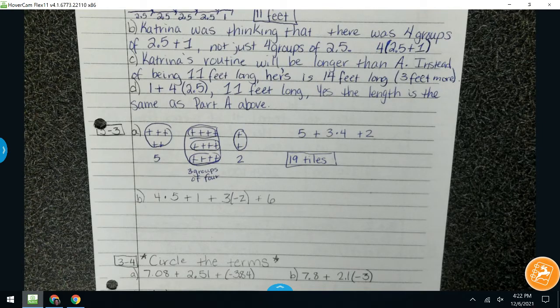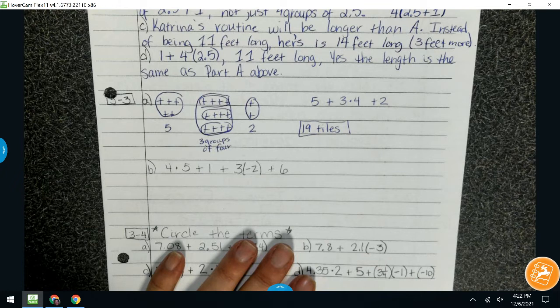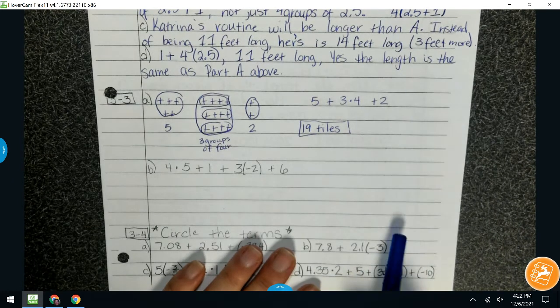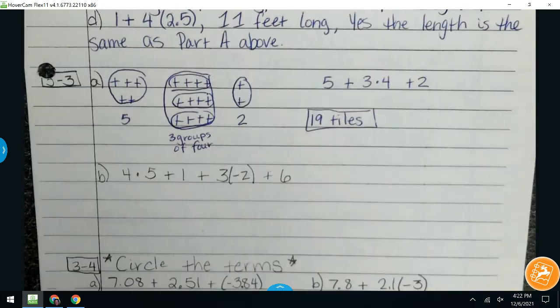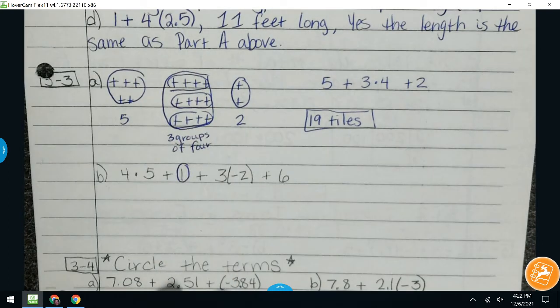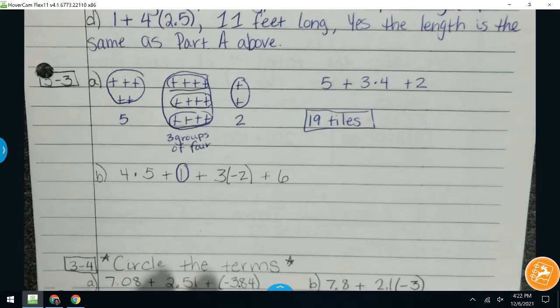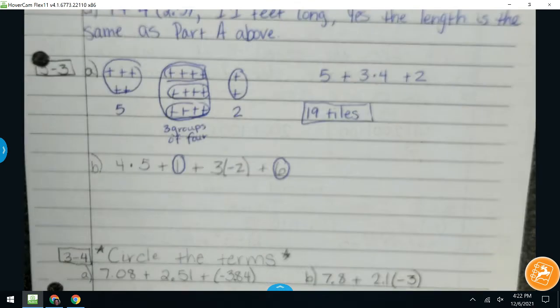And so if we go back over here, I'm going to circle my terms. So it said in that definition that it's single numbers or products of numbers. So I'm going to start by identifying single numbers. So a single number that I see is 1 right here. It's all by itself. I also see this 6 right here.